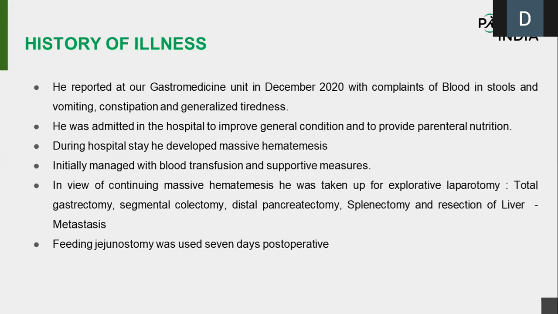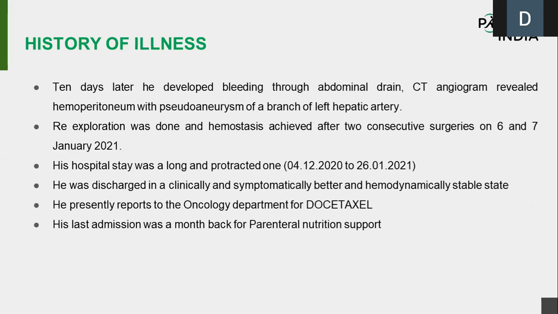Next slide, Raju. So by around 10 days of his hospital stay, he started developing bleeding through the abdominal drain. And this bleeding was actually initially of small amounts, but slowly and progressively it increased. Therefore, a CT angiogram was done, which revealed a hemoperitoneum with a pseudoaneurysm of a left hepatic artery branch. So now there was a bleed and it had to be controlled.